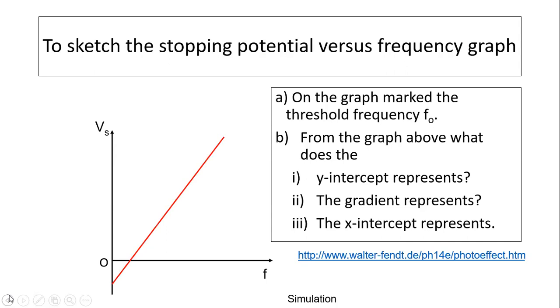Phi. That one, the very weird symbol. I forgot the name. What does the gradient represent? H. What does the x-intercept represent? The x-intercept represents the frequency. You got only one right out of 3.